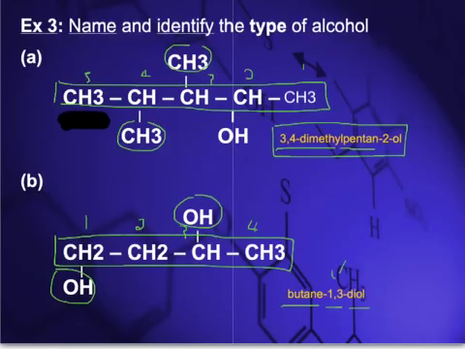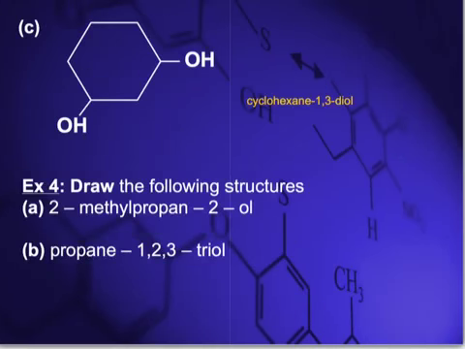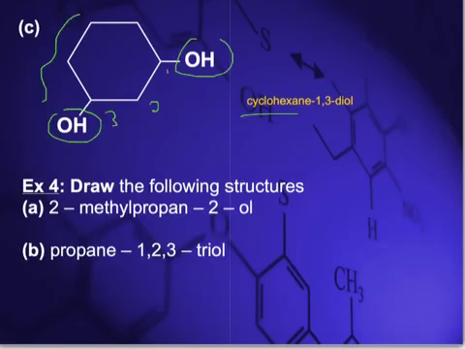1,3-diol. The 1,3 indicates the positions of the hydroxyl groups, and the di indicates there are 2 hydroxyl groups on this compound. In our third example, we notice that there is a cyclohexane compound, and that there are 2 hydroxyl groups attached to it. It does not matter which hydroxyl group we number as number 1, we will still get 1,3 as the numbering system. Therefore, the final name of this compound is cyclohexane 1,3-diol.